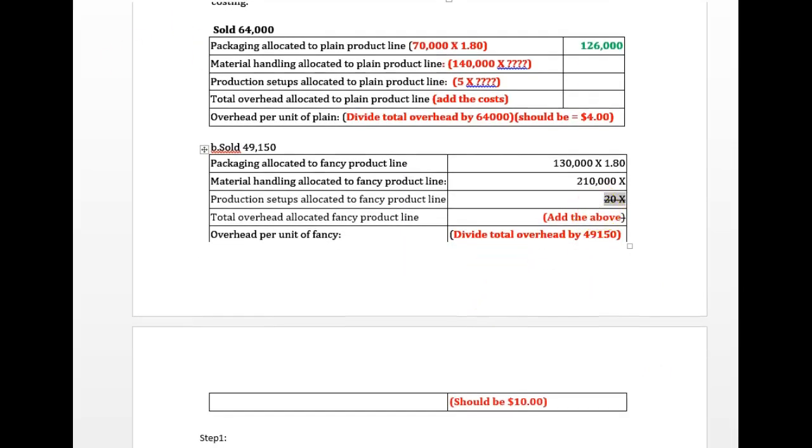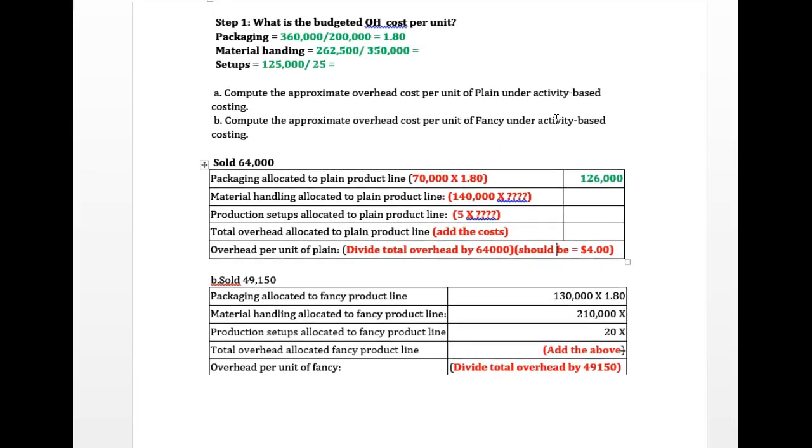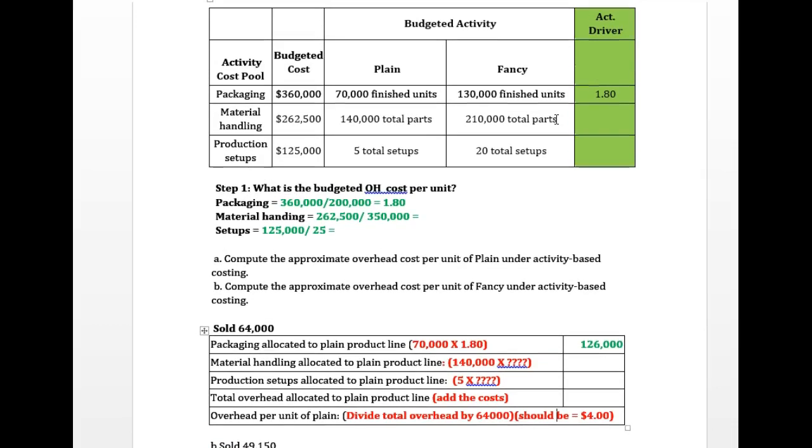Okay, that was supposed to go away. We'll add those up, and we'll divide them by the total they sold. You should come up with $10 overhead cost for the fancy and $4 overhead cost for the plain. Okay, so now give it a try. I've given you a lot of information. All you have to do is put the pieces together. All right? Email with questions.